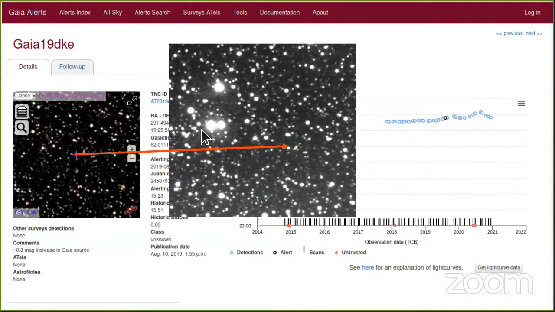Molėtai Observatory in Lithuania is one of the leaders for this object because it is in the northern part of the sky. Here in the middle you see the real image from the Molėtai Observatory telescope. Due to imprecise pointing, you see that our source is slightly moved to the right side of the image. It's a typical situation, and observers know it.